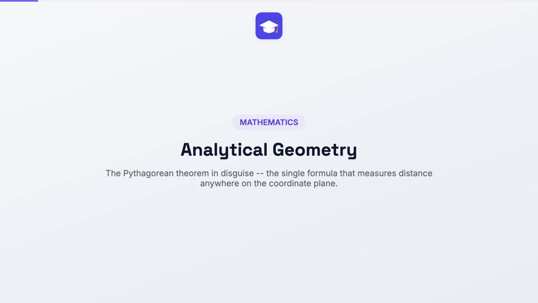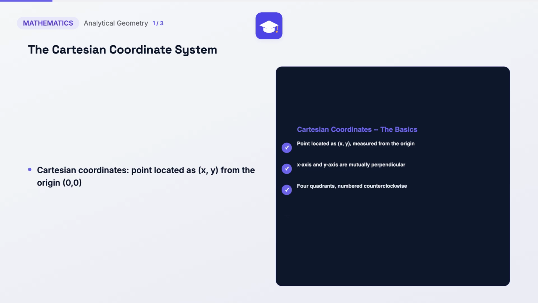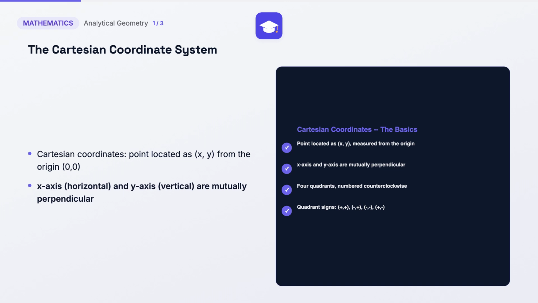Today's topic is Cartesian coordinates and the distance between 2 points. Let's begin. The Cartesian coordinate system locates every point in a plane using an ordered pair (x, y), where x is the horizontal distance from the origin, and y is the vertical distance, measured along two mutually perpendicular axes, the x-axis and the y-axis, that intersect at the origin, the point (0, 0).